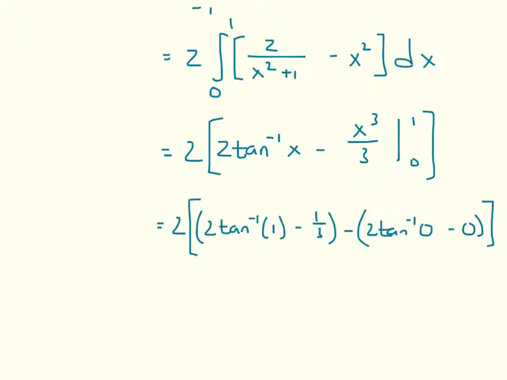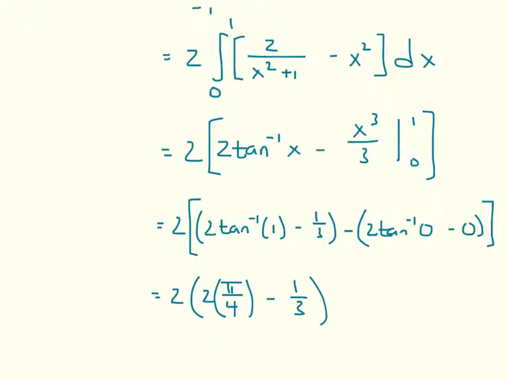Okay, so we get some nice cancellation, right? You plug in 0 here, you get 0. Plug in 0 to tan inverse. Well, tangent of 0 is 0, so that's also going to disappear. And then in the first set of parentheses, we get 2 times pi over 4 minus 1 over 3. Right?